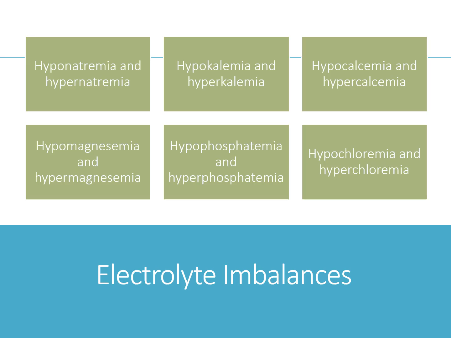Phosphate imbalances: you have hypophosphatemia, which is less than 2.5 milligrams per deciliter, caused by malnutrition, alcohol withdrawal, or metabolic conditions. Symptoms include muscle weakness, slurred speech, confusion, and seizures. Hyperphosphatemia is greater than 4.5 milligrams per deciliter. It's caused by kidney dysfunction or hypoparathyroidism. Symptoms include hyperreflexia, muscle weakness, and dysrhythmias.